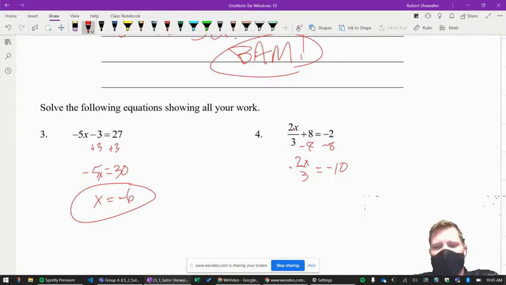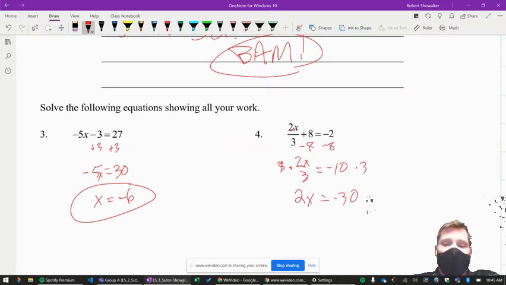A lot of you will probably see it's divide by 3, so let's just multiply by 3 to get rid of that, and we're left with 2x equals negative 30. Now we can divide by 2. We're almost there. Got it. Next.